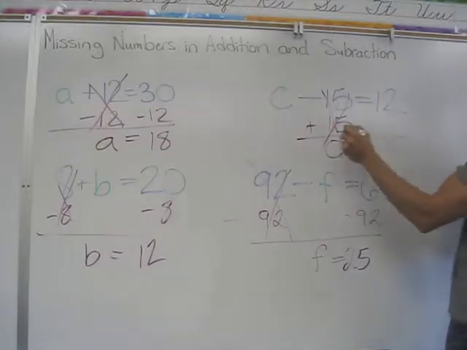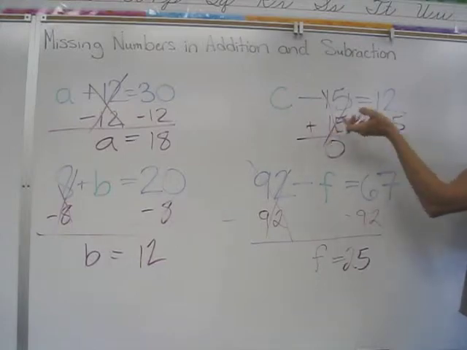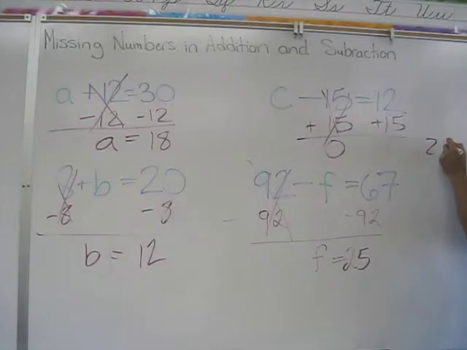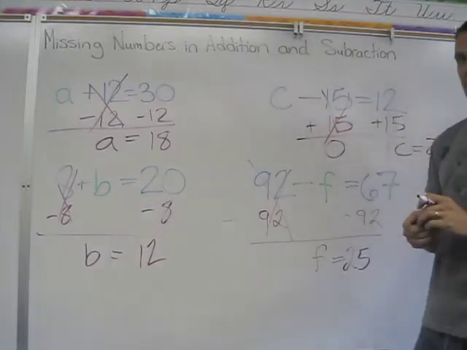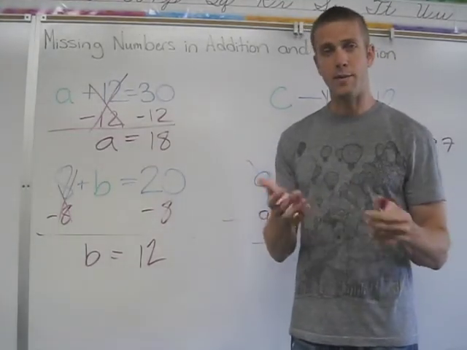And the 12, whatever you do to that side, you have to do to this side. So add 15, add 15. Add those together, you get 27. And the C is alone, so C equals 27. Two different ways to do it, the algebra way or the memorization way we did before.